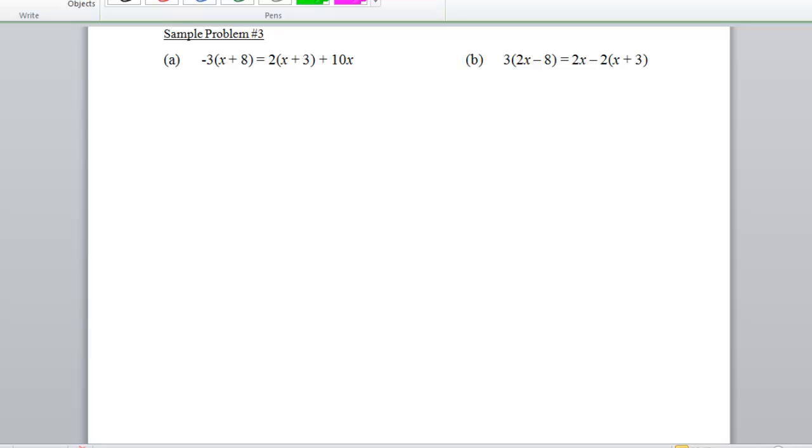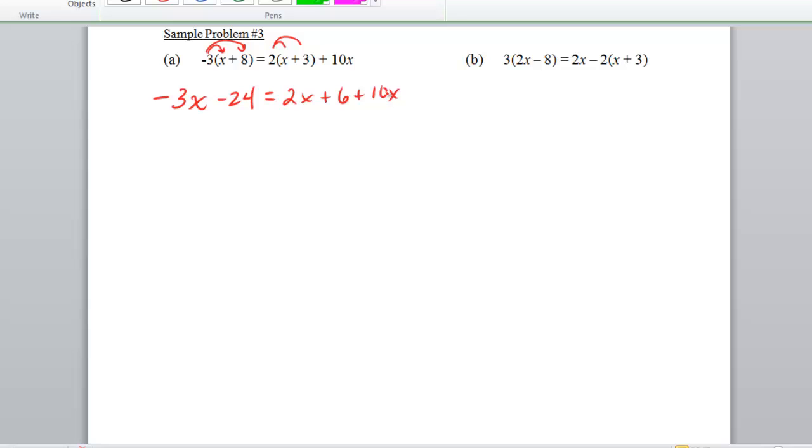So we'll start by making sure that we distribute on both sides. So I'm going to distribute the -3, which means I need to multiply it to everything inside the parentheses. So -3 times x is -3x, and then -3 times 8 is -24. And then on the right side, again, I'm going to distribute, giving me 2x plus 6 plus 10x.